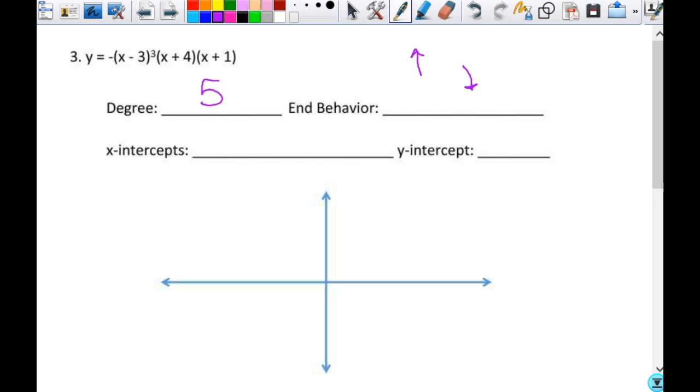All right, so then our x-intercepts, we're going to change that to zeros. And then I'm going to get positive 3, negative 4, negative 1. So negative 4, negative 1. Oh, 3. Then I want you to figure out what the y-intercept is.